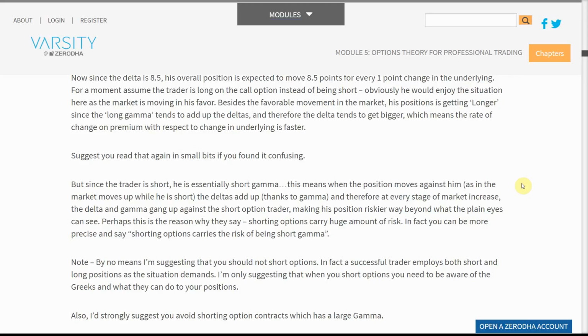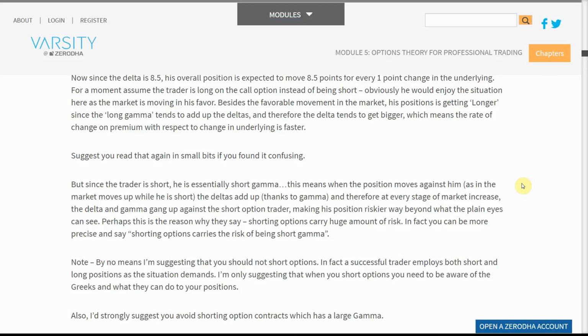Note, by no means am I suggesting that you should not short options. In fact, a successful trader employs both short and long positions as the situation demands. I'm only suggesting that when you short options you need to be aware of the Greeks and what they can do to your positions. Also, I'd strongly suggest you avoid shorting option contracts which have a large gamma. This leads us to another interesting topic. What is considered as large gamma?